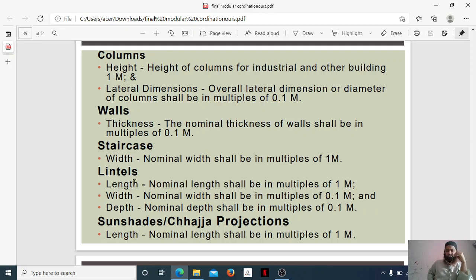Lintels: even the lintel size has been given here. You can see nominal length shall be in multiples of 1 m, width should be in multiples of 0.1 m, and depth should be 0.1 m. So everything has been marked here. Everything is specific. Each and every inch can be saved here if this proper planning has been given. Sunshades or chhajja: nominal length shall be in multiples of 1 m.